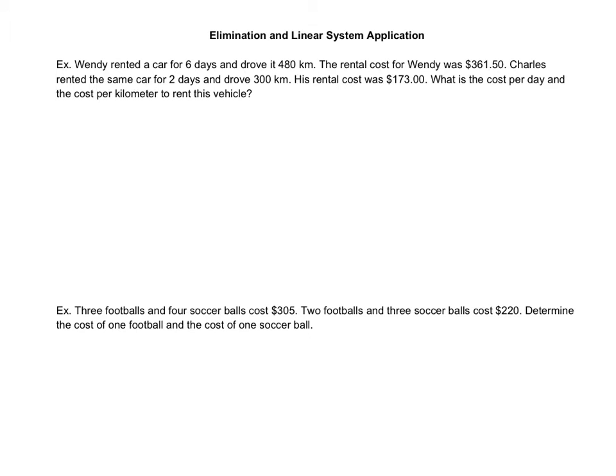In this video, we will be looking at linear system applications with an elimination method focus. So let's start with our first example.